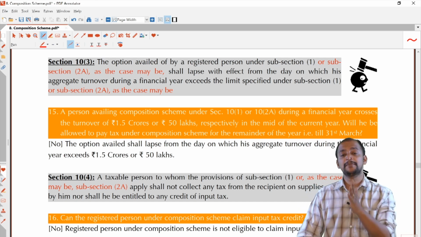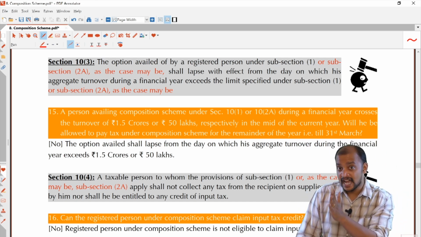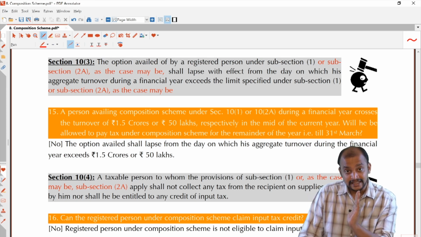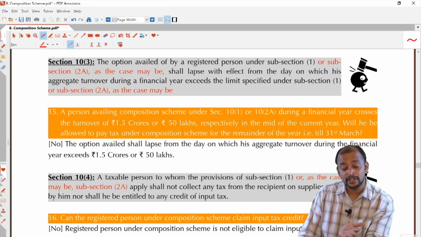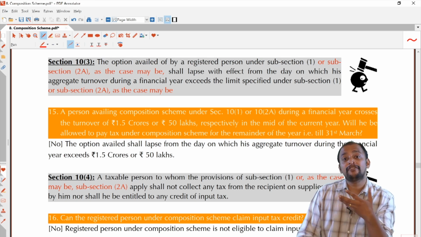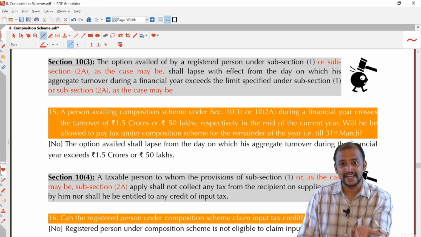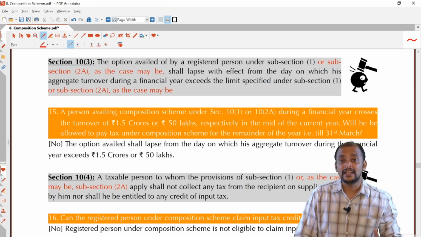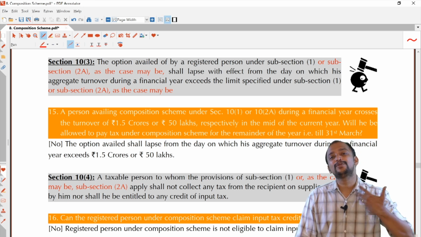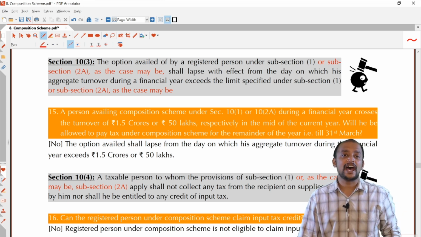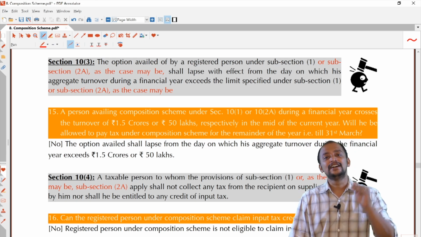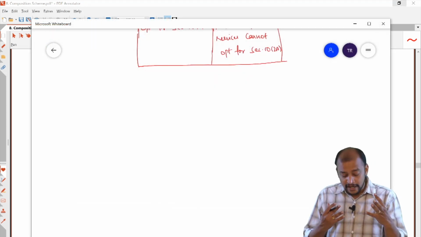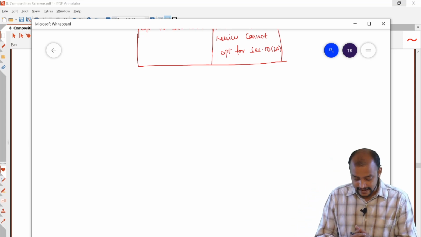Now listen here. During the current year he has an aggregate turnover. When that aggregate turnover crosses 1.5 crores or 50 lakhs as the case may be, even 75 lakhs as the case may be, then they cease to be in the composition scheme and they need to start paying tax under the regular scheme or normal scheme. So to understand this, let's take an example.